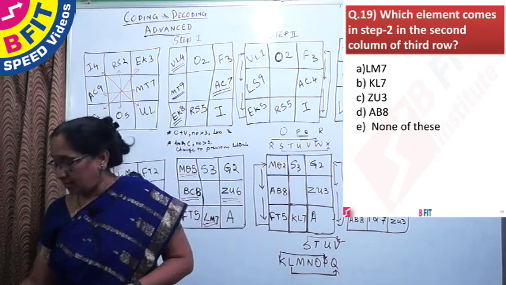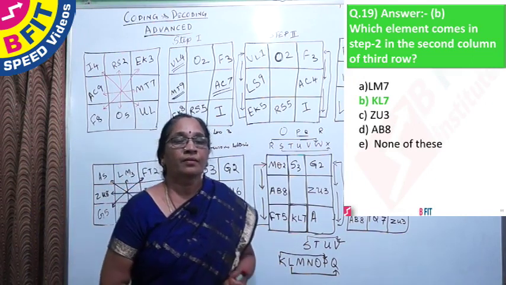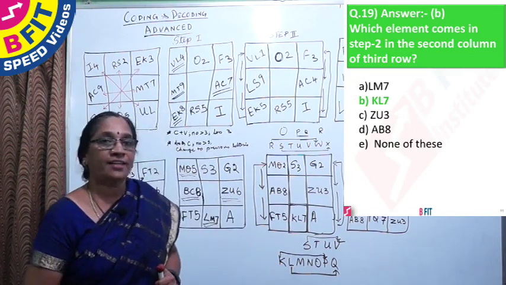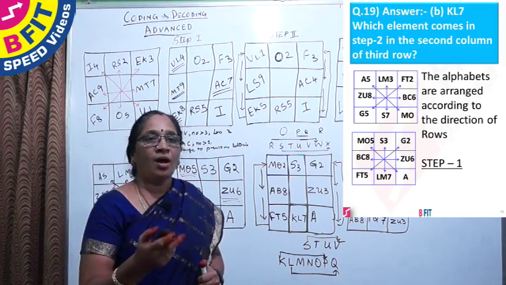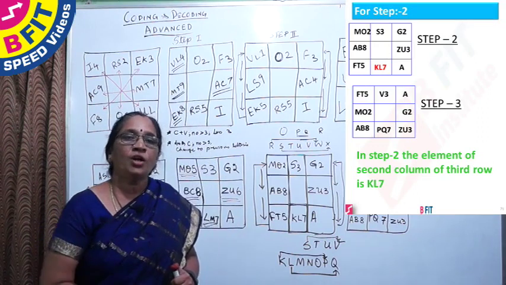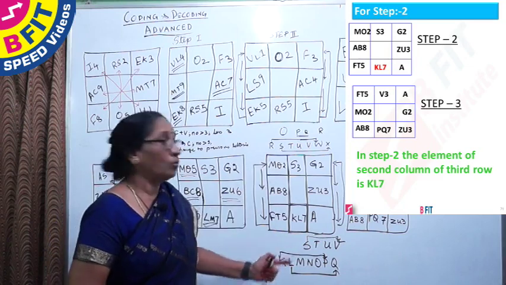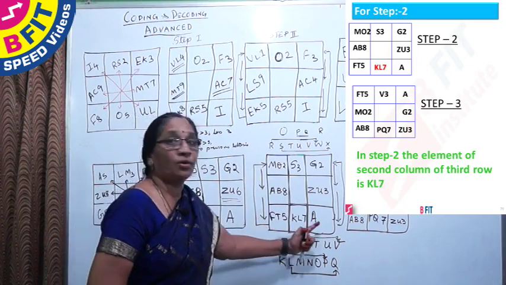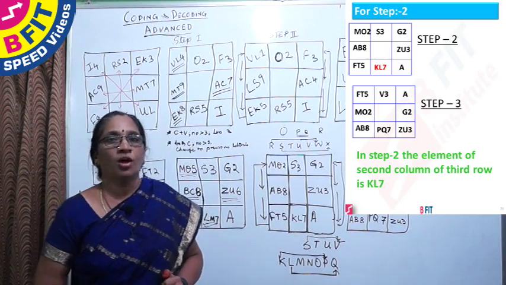And let us check the answer slide. And now let us check the working slide. They have explained how the alphabets are being arranged from the input to step 1, and from step 1 to step 2 is given here, and in the step 2, second column, third row is KL7, and that is our answer. Let us move on to the next question.